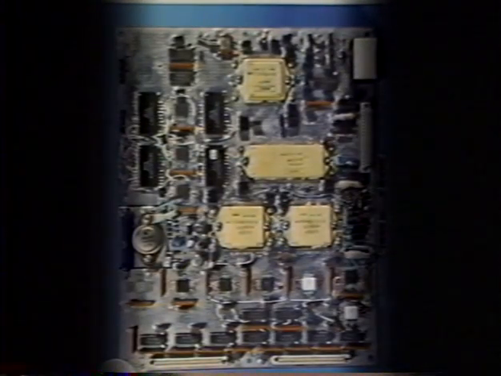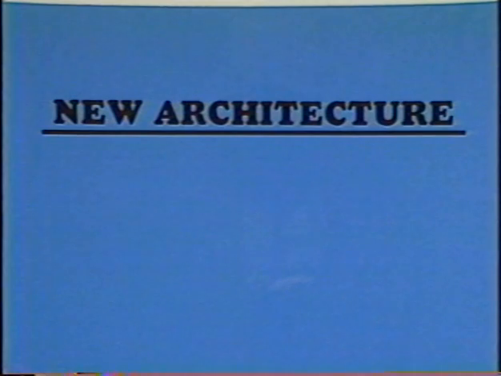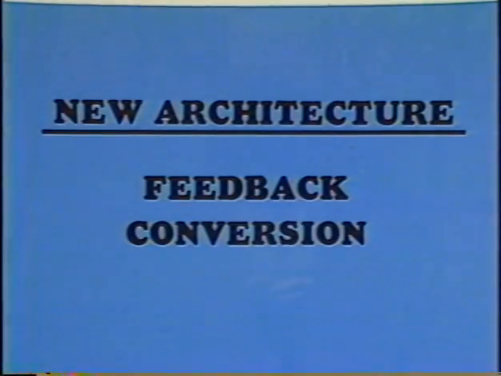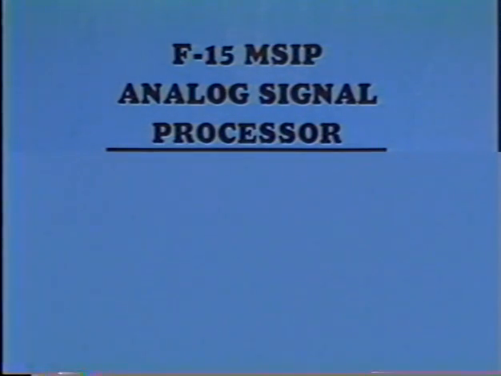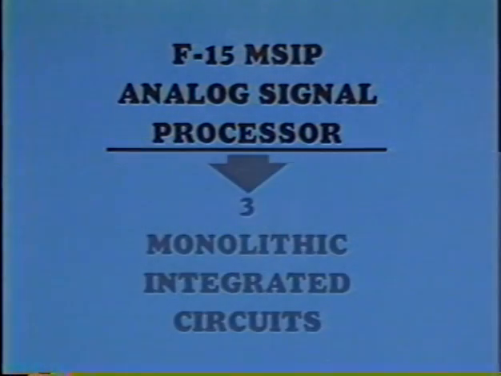Also in 1983, the prototype 12-bit analog to digital converter was completed using 3 monolithic integrated circuits designed by the Radar Systems Group. These custom integrated circuits allowed for a new architecture, the feedback conversion scheme. This scheme eliminated a large amount of the hardware and simplified the conversion process. The new F-15 MISIP analog signal processor contains the same architecture.